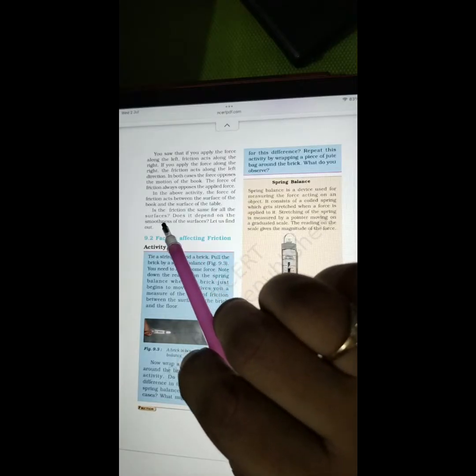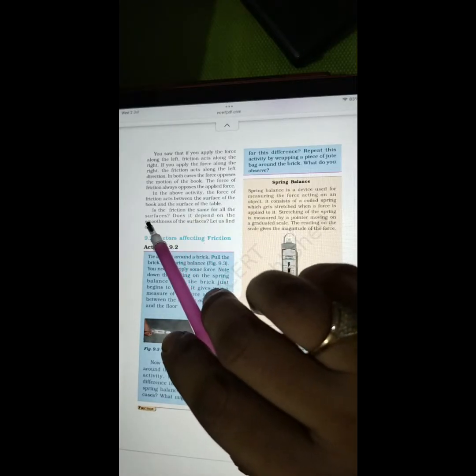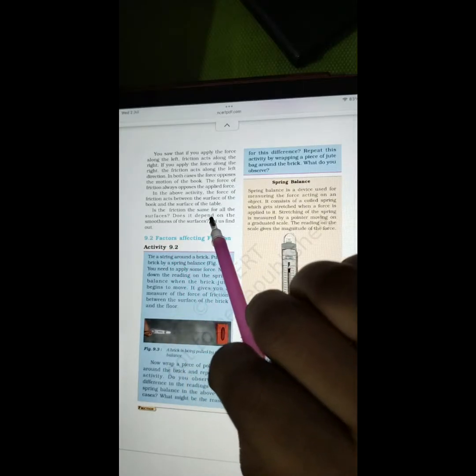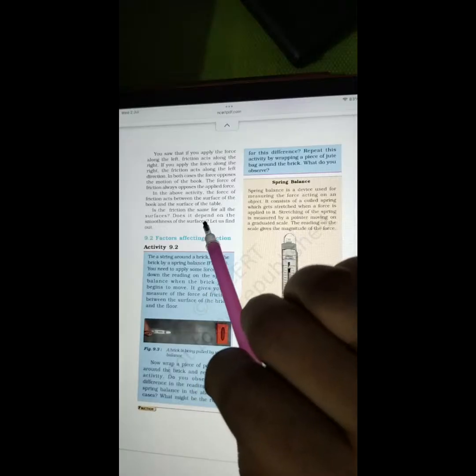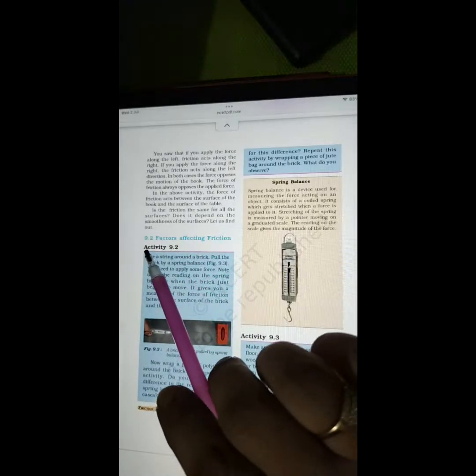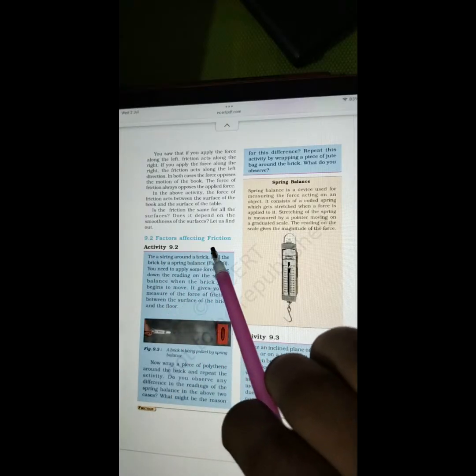In the above activity, the force of friction acts between the surface of the book and the surface of the table. Is the friction the same on all the surfaces? Does it depend on the smoothness of the surfaces? Let us find out. 9.2 Factors affecting friction.